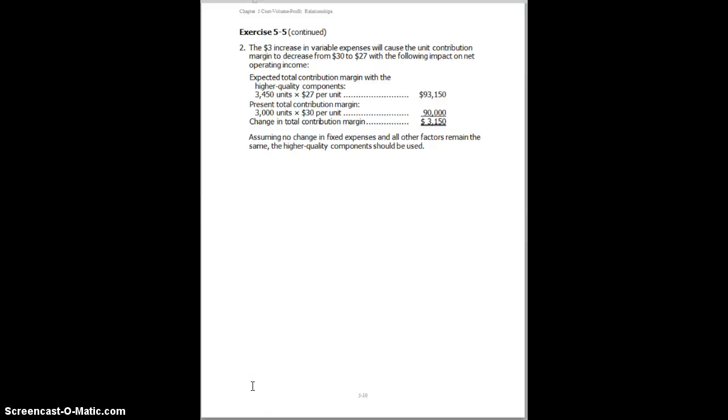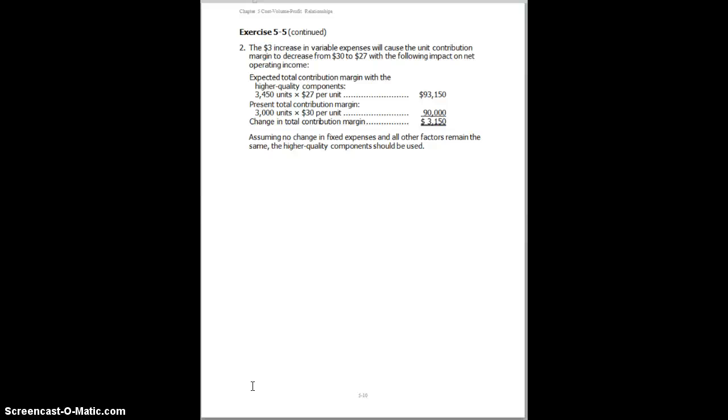Now we will discuss the solution to exercise 5-5, part 2. Exercise 5-5 is on page 214. For Heron Corporation, we're given the per unit sales price, variable cost, contribution margin, as well as the percent of sales. It tells us that fixed costs are $75,000 per month, and the company is currently selling 3,000 units per month.